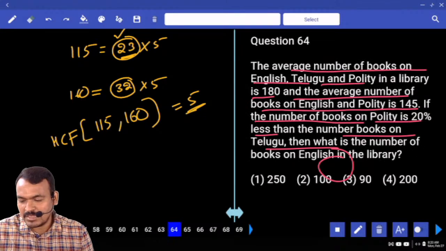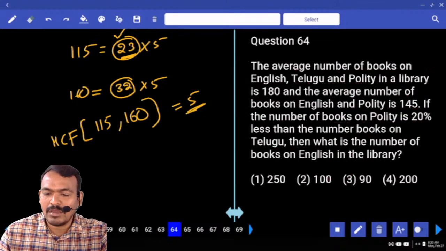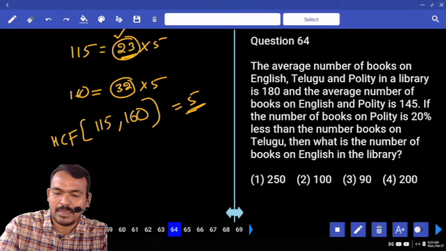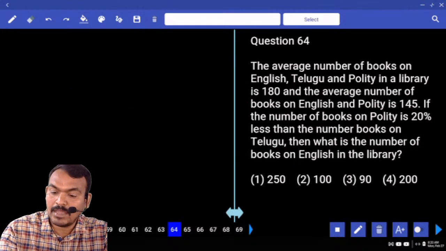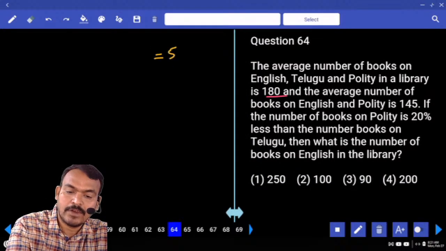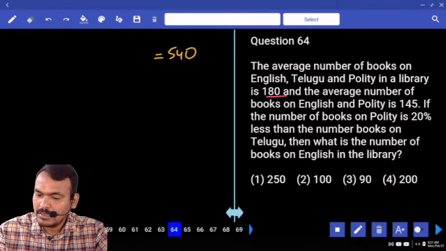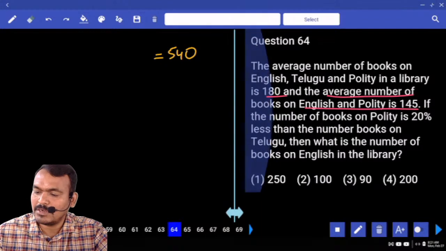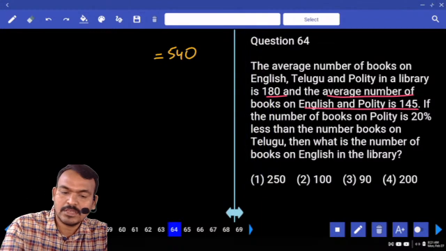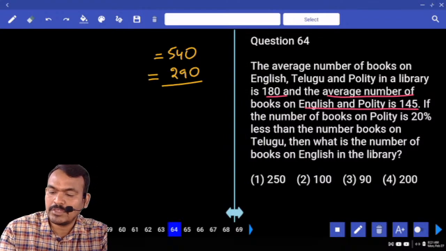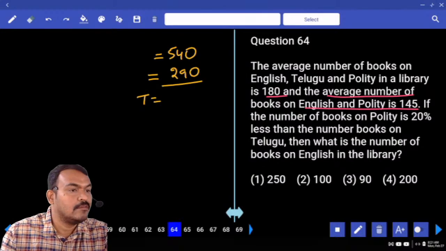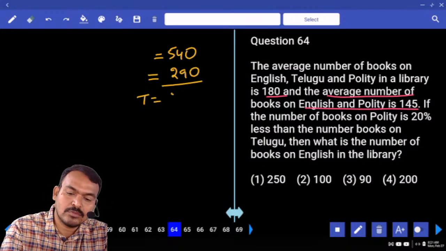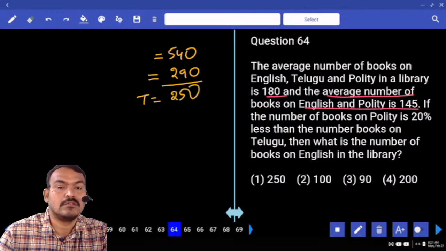Next, question number 64. The average number of books in English, Telugu and Polity in a library is 180. What is the sum value? 540. Next, the average number of books in English and Polity is 145. The sum value is 290. Subtracting this, we get the Telugu books: 540 minus 290 is 250.